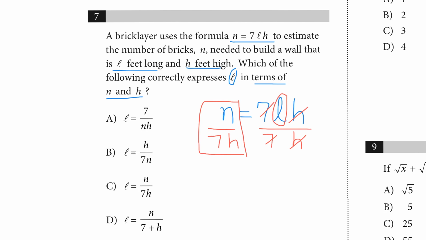And then we look at our answers. Is there an answer like that? We need N in the numerator, so it's not this one. N over 7H. So that is the correct answer. That's for number 7.